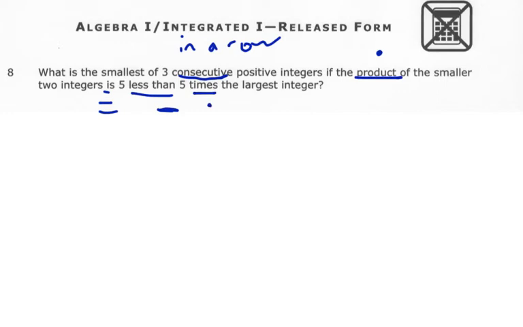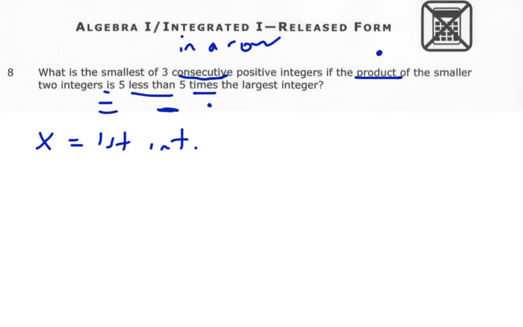So I'm going to try to write an equation here, but I have several unknowns. It says 3 consecutive positive integers. Well, I don't know what any of those are. So I'm going to call my first one x, the first integer. And then the second one needs to be in relation to the first one.